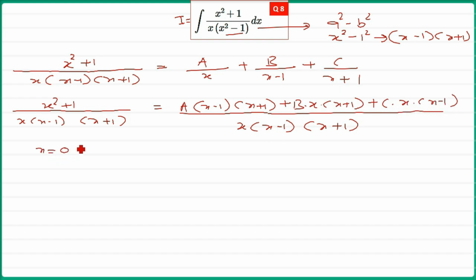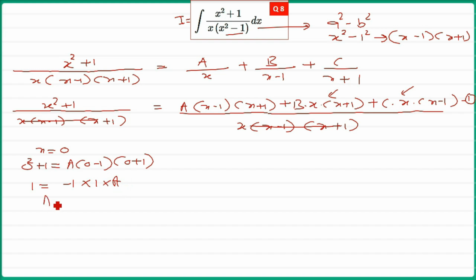Now x can be placed as 0, as −1 and as +1 in order to get A, B, C, since the denominator gets cancelled. Assume that the numerator equation is equation number 1. When we place x equals 0 on both sides, 0² + 1 will be equal to A into (0 − 1)(0 + 1). So 1 will be equal to A into negative 1 into positive 1, so it is negative A. So A became negative 1 here.